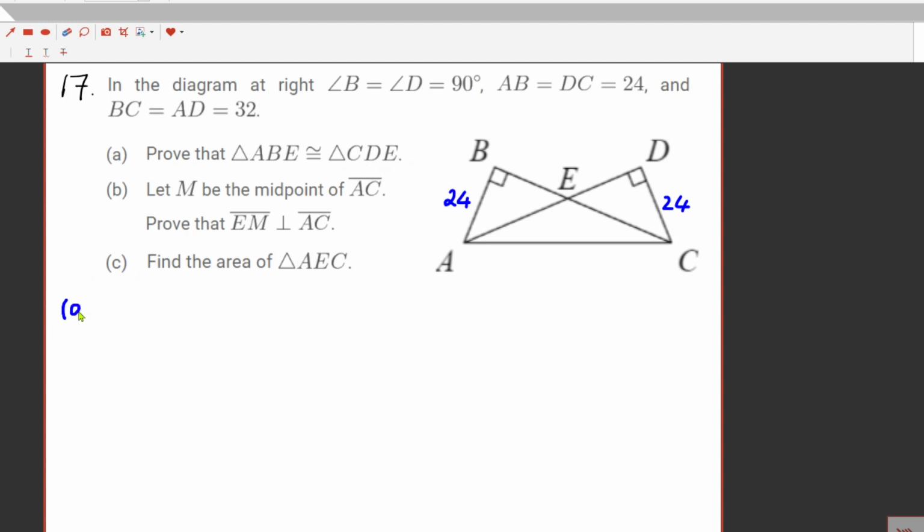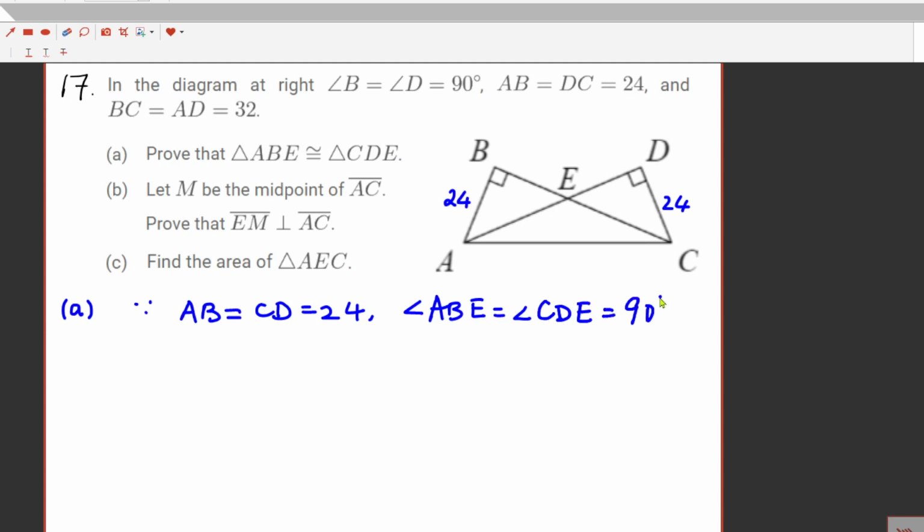Okay, first of all, we have AB equals CD equals 24, right? And we also have angle ABE equals angle CDE equals 90 degrees. And probably we'll find another pair of angles to prove congruence according to AAS, right? And luckily we have angle AEB equals angle CED, right? Because they are vertical angles.